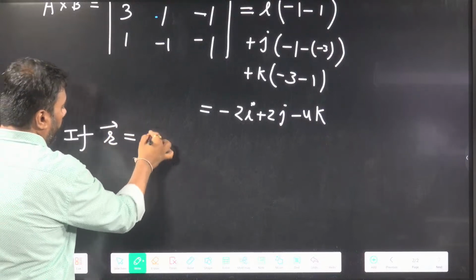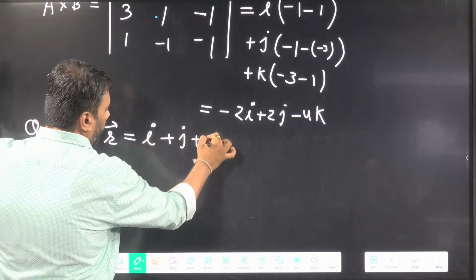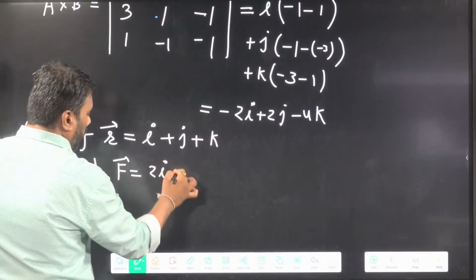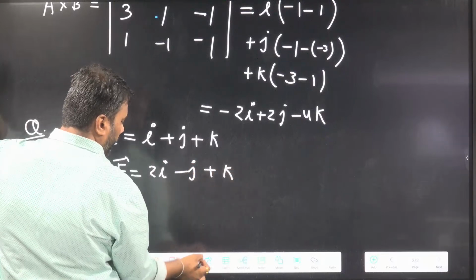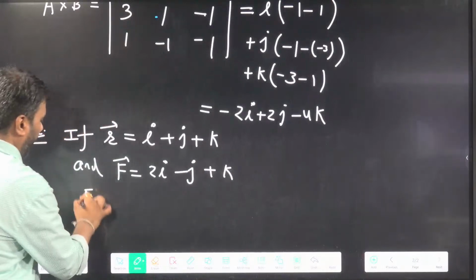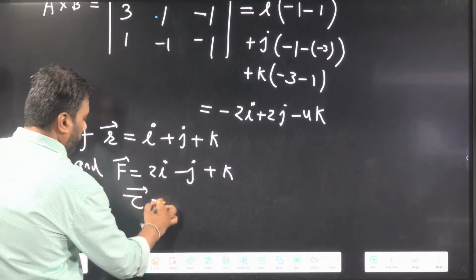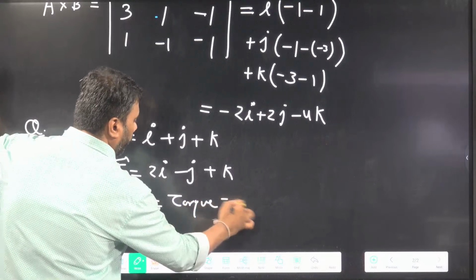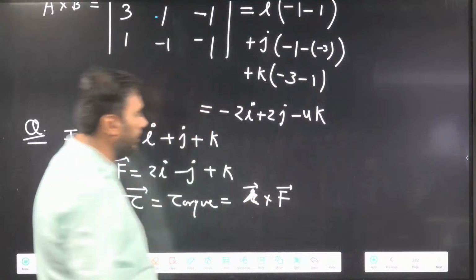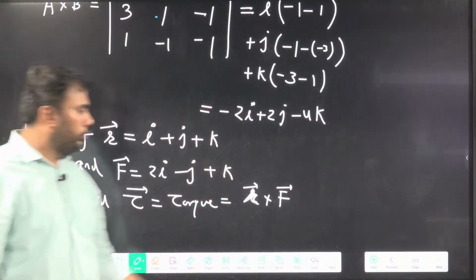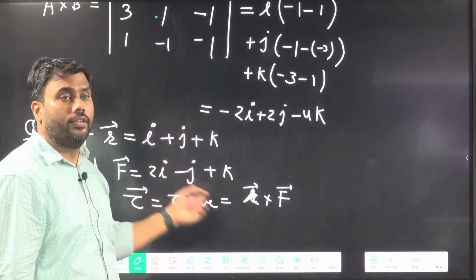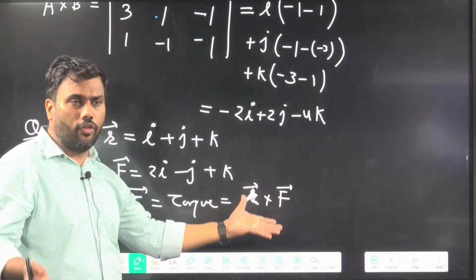If r vector equal to i plus j plus k and f vector equal to 2i minus j plus k. Find torque, which is defined by r cross f. Find the torque vector which is defined by r cross f. So in this question I am asking you to find torque, and the radius vector, r vector, and f vector are given. The formula is also given. You just need to find r cross f. Do this question.